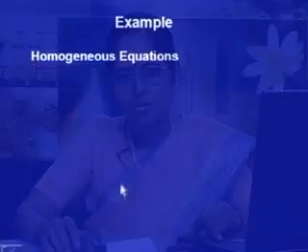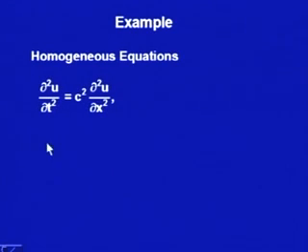So, a homogeneous equation example: del 2 u over del t 2 is equal to c square times del 2 u over del x 2. If I try to write it in the manner in which we used to write ordinary differential equations, we would write it as del 2 u over del t 2 minus c square times del 2 u over del x 2 is equal to 0. So the right hand side would be 0.